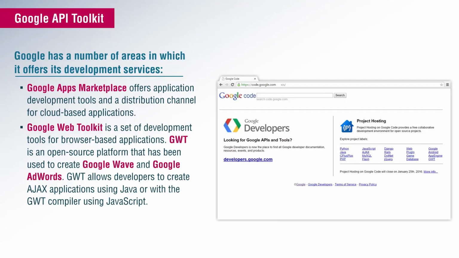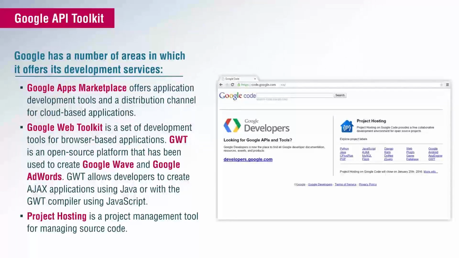It is an open-source platform that has been used to create Google Wave and Google AdWords. It allows developers to create AJAX applications using Java or with the GWT compiler using JavaScript. Project Hosting is a project management tool for managing source code. Having identified the components of Google Web Toolkit, let's create and deploy applications on Google infrastructure.